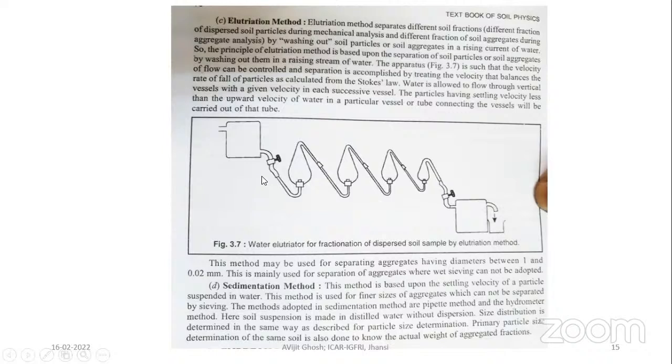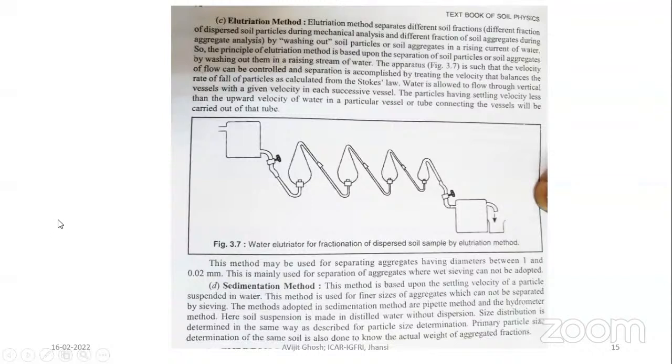So what will happen? The sand particles, which are heavy, more weighty in nature, will settle here, then silt will settle here, then clay will settle here, and the fine clay will settle here, and the remaining water will pass from here. Thereafter, this particle mass is taken and weighed in a weighing machine, and based on that, the soil structure is determined. This is called the washing out principle.